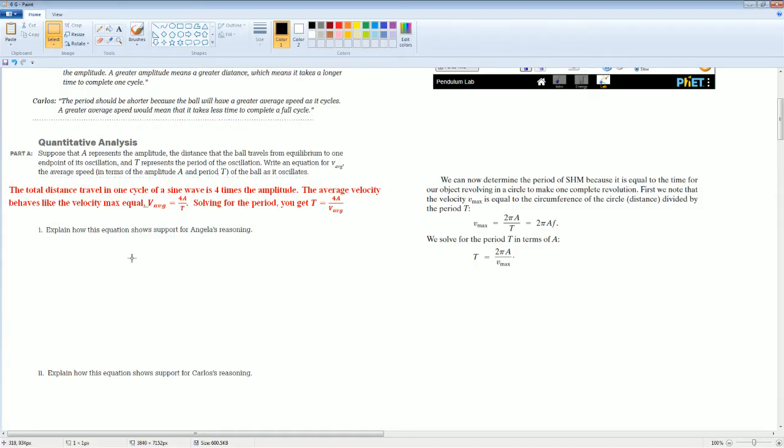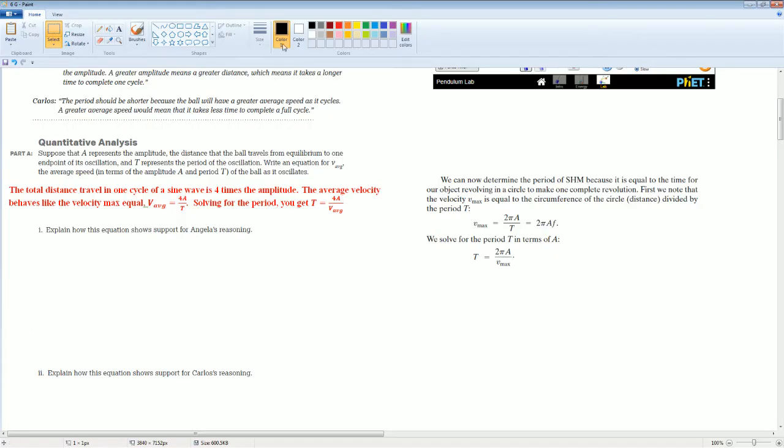All right, so the first part. The total distance traveled in one cycle of a sine wave is 4 times the amplitude. The average velocity behaves like the velocity max: V average is equal to 4 times the amplitude over T. Solving for the period, you get T equals 4A over the V average.